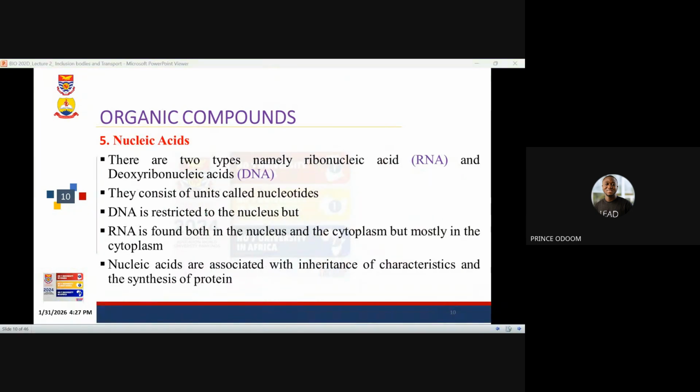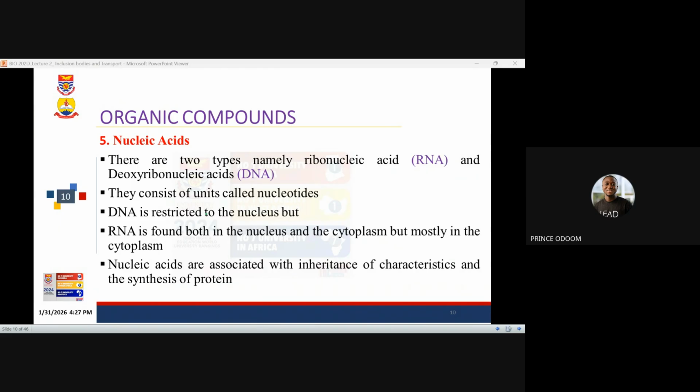Then we come to the nucleic acids. For nucleic acids, we know that there are two types, which have to do with DNA and RNA. I believe in basic genetics and cytology you've done a lot about DNA and RNA, so I don't need to go so deep into that. They consist of units called nucleotides, and the nucleotides consist of what? The nucleosides, and then the phosphate group as well.